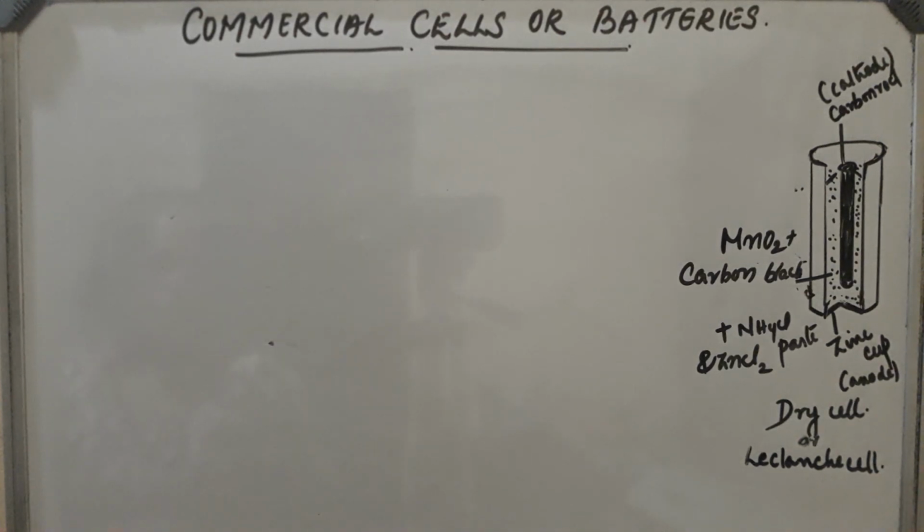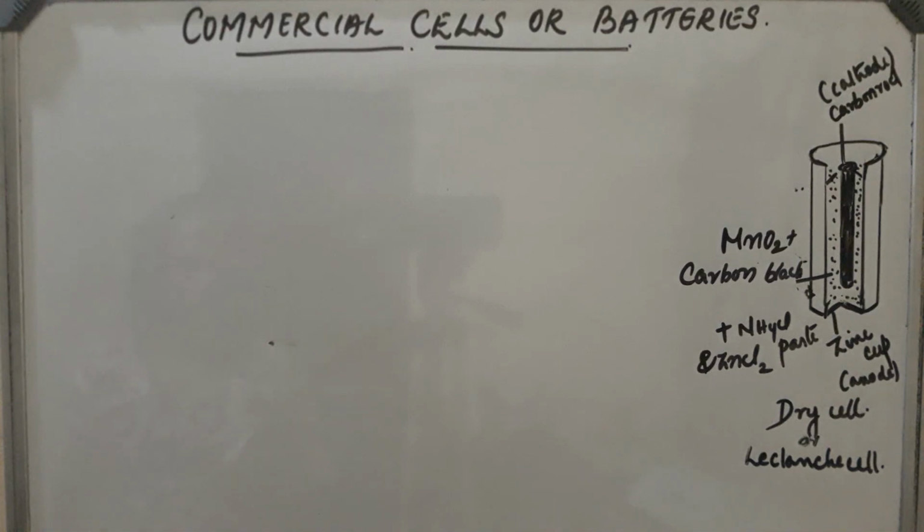Good morning. Today's topic is commercial cells or batteries. So in a battery, what happens? Chemical energy is converted into electrical energy. Also, it is to be lightweight, compact, and its voltage should not vary appreciably during its use. These are the important requirements of cells.